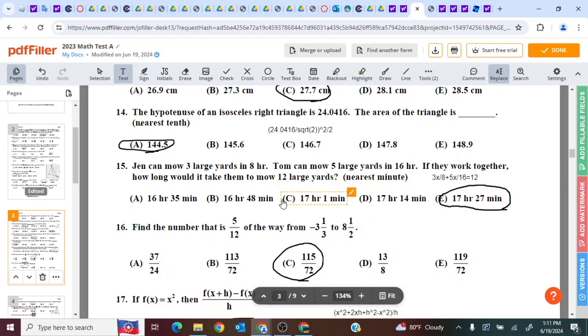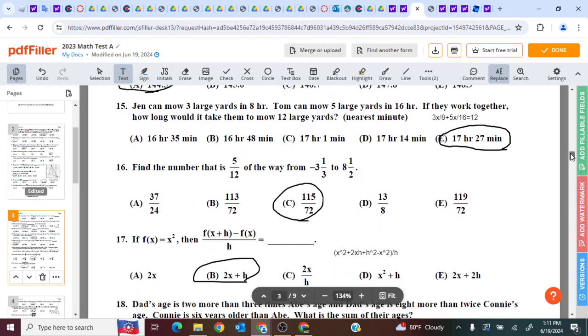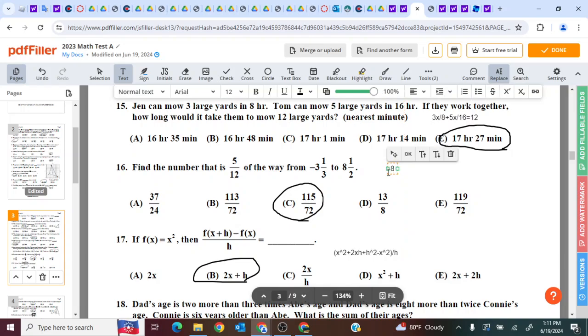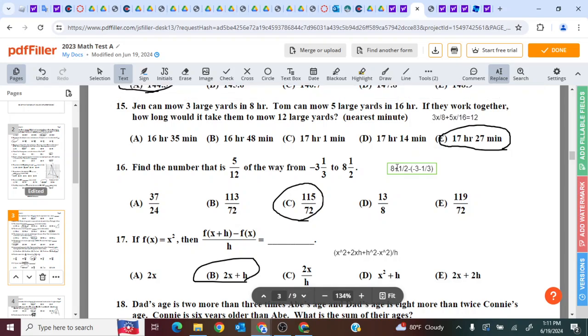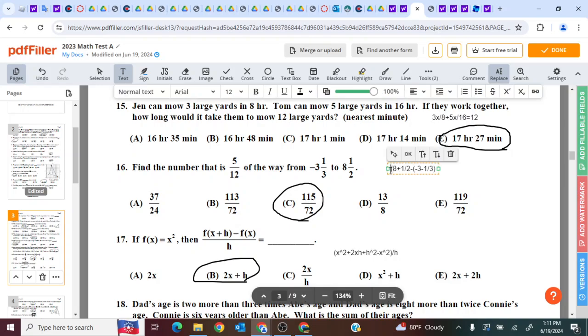Find a number that is 5/12 of the way from there to there. Well, first off, figure out the distance between those two values. So I actually didn't write the equation, my bad. But you would add 8 plus 1/2, and then you subtract your negative value. So -3 minus 1 over 3. And then that is going to be your length. And then you simply multiply that by your distance. So 5 over 12 times that full distance. And then you add it from your lowest one, -3 minus 1 over 3.